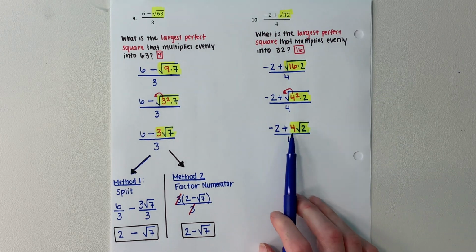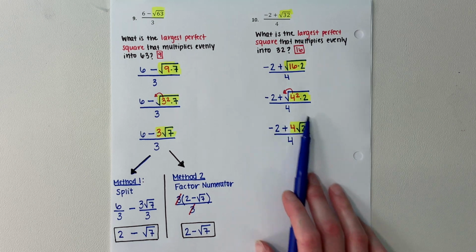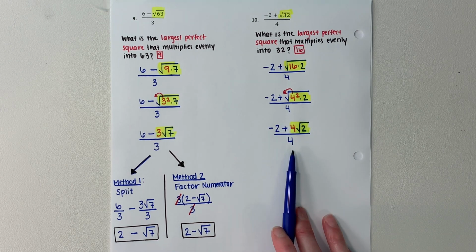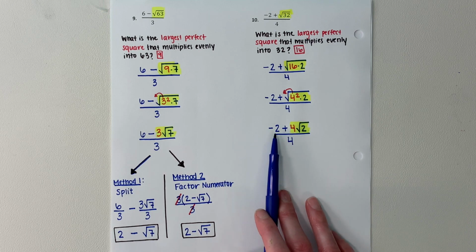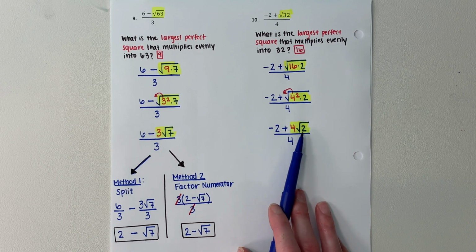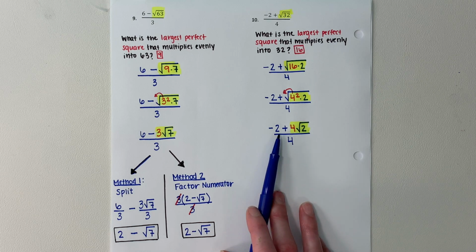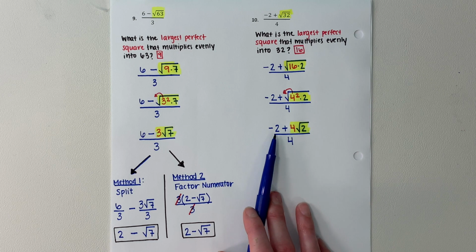Now that we've simplified the radical, we need to simplify the fraction. Remember the two most common mistakes. Do not take -2 and add 4. We can think of these as not being like terms. The 4 has square root of 2 as its base, and this number does not have a square root of 2 as its base. So we can't combine these.